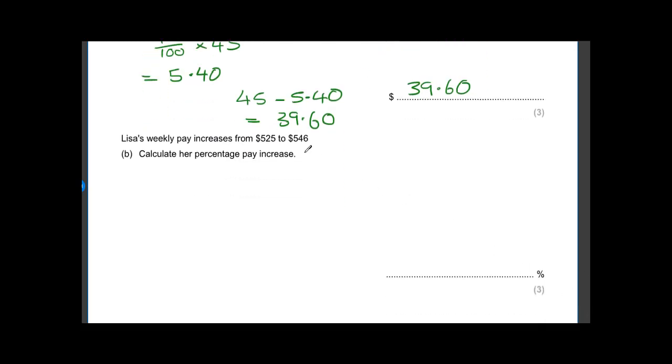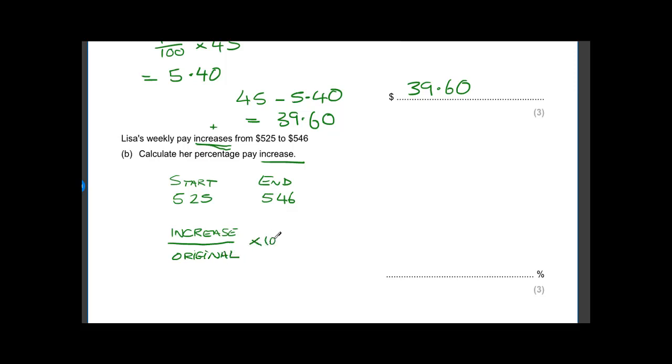That's it. Lisa's weekly pay increases. So what does that mean? Increase means go up. Yes, so you're going to add. So in the beginning, at the start it's 525, at the end is 546. Calculate the percentage increase. Okay, so what you do is you get the amount of increase. So you get the increase over the original value. And then you just multiply by 100.